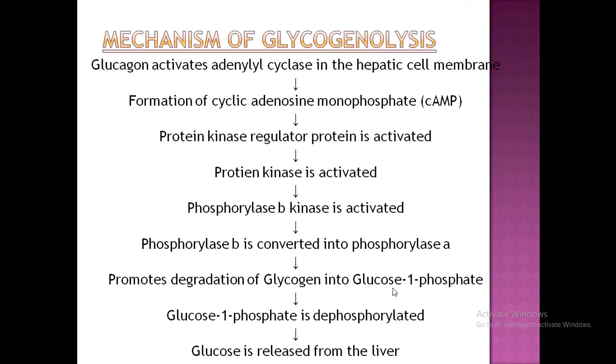For glycogenolysis, glucagon activates cyclic AMP so that the protein kinase regulator protein is activated. Once it is activated, it activates phosphorylase B kinase, which activates phosphorylase A. It promotes degradation of glycogen into glucose 1-phosphate, so that the glucose 1-phosphate is dephosphorylated and more glucose comes out of the liver.